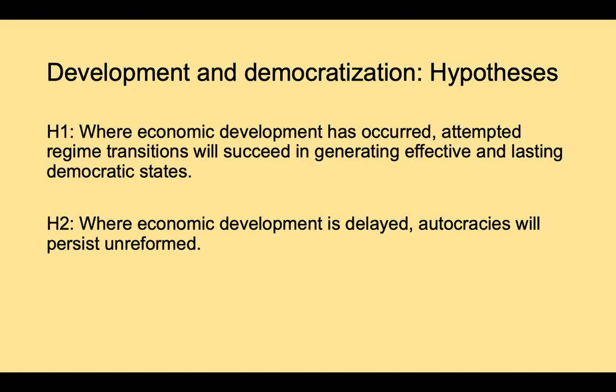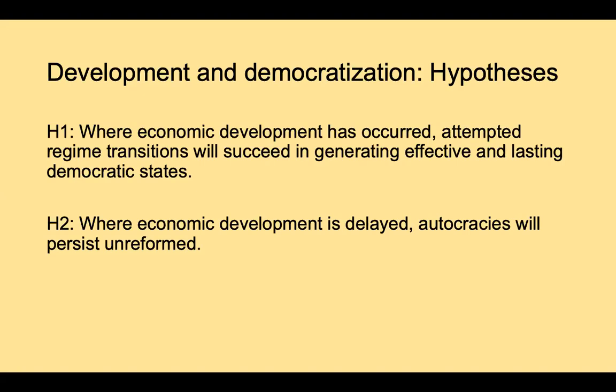To put it more simply, if a country is developed economically, it will be a democracy, period. The other side of the hypothesis is the flip side. Where economic development is delayed or has not taken place, autocracies will persist unreformed. To put it simply, where countries are not economically developed, democracy will not emerge. Autocracy will persist unreformed. Straightforward, testable, falsifiable.